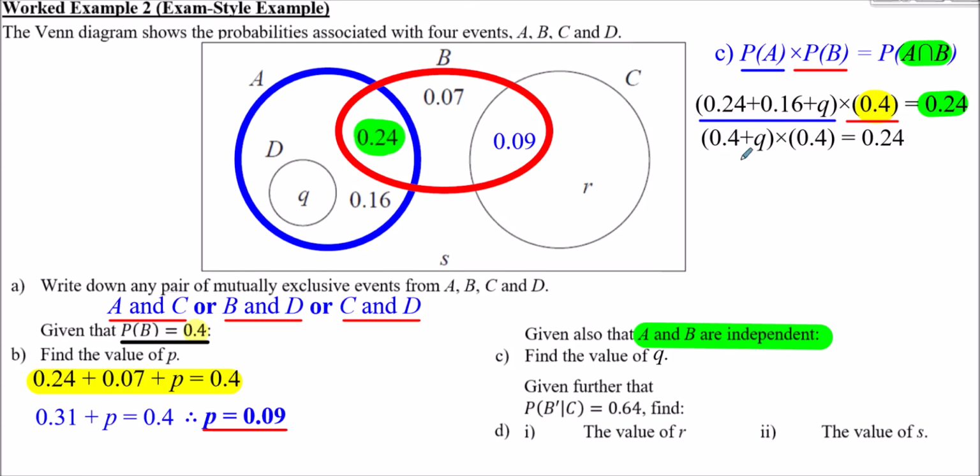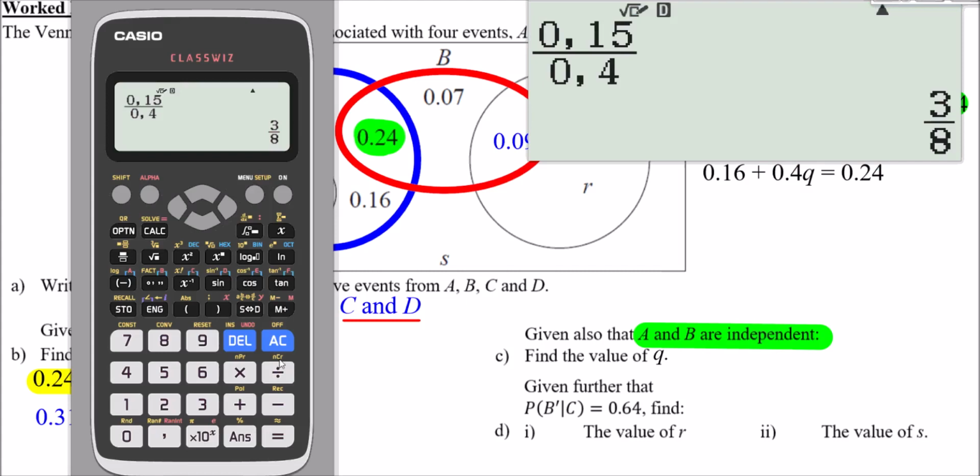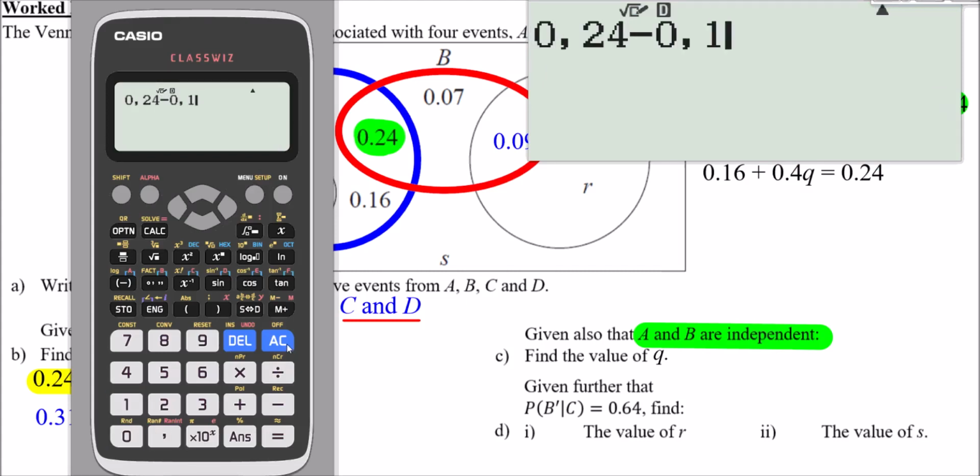We can now expand these brackets out just like we would at GCSE. So 0.4 times 0.4 is 0.16, and Q times 0.4 is 0.4Q. So after expanding these brackets, we'd get 0.16 plus 0.4Q gives us 0.24. If we then subtract 0.16 from both sides, 0.4Q must be 0.24 take away 0.16, which is 0.08.